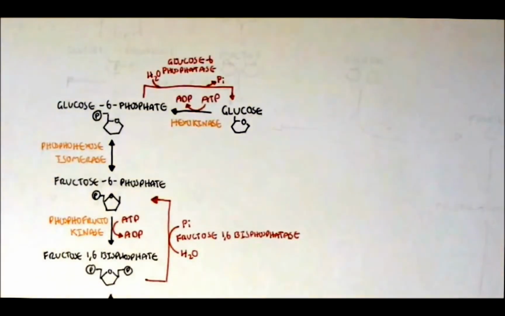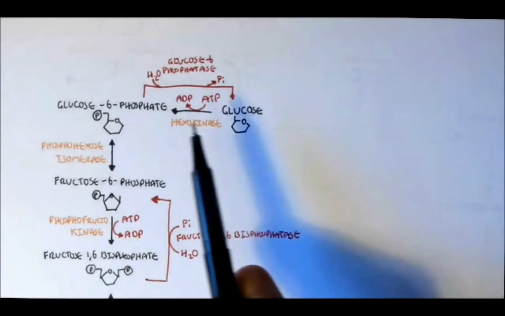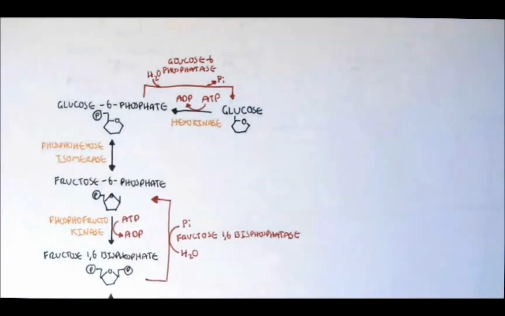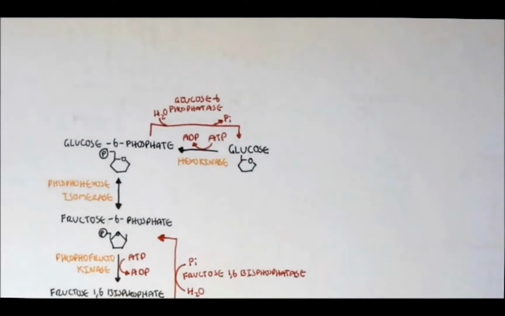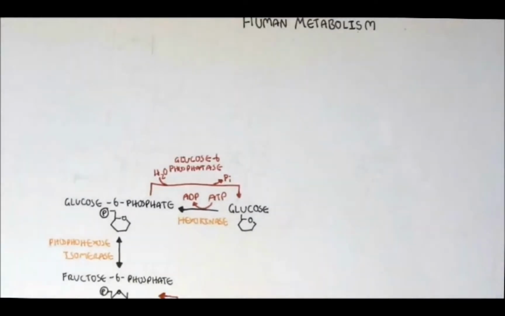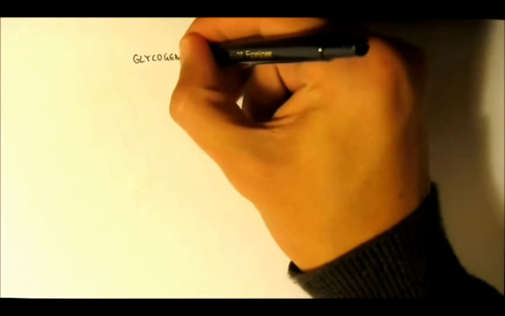So next, let's talk about glycogen synthesis. Now, the synthesis of glycogen actually does not begin with glucose, but usually begins with glucose 6-phosphate. So glucose has to convert to glucose 6-phosphate before initiating glycogen synthesis. So what is glycogen anyway?